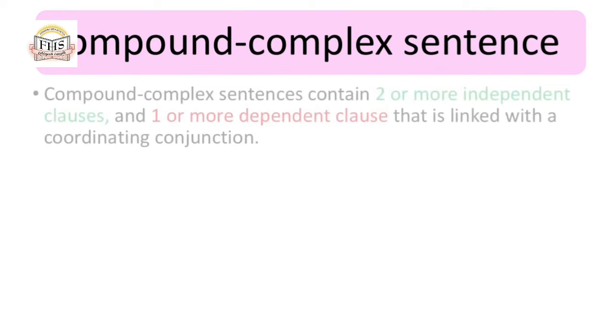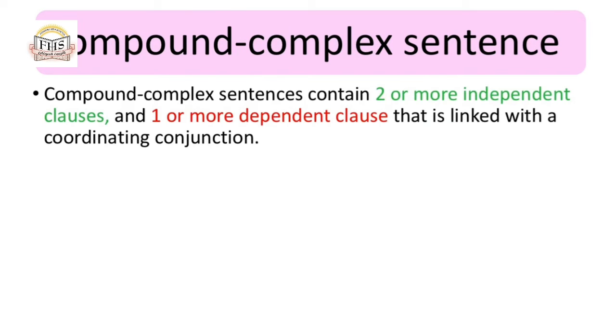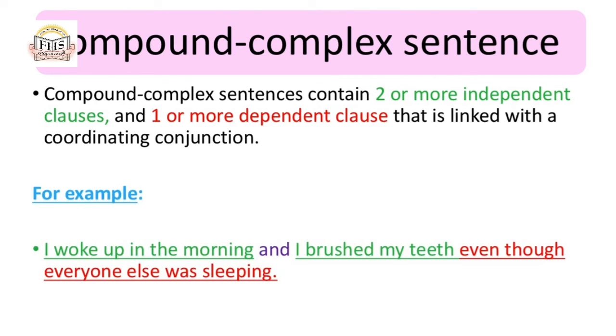The fourth type is the compound complex sentence. A compound complex sentence contains two or more independent clauses and one or more dependent clauses, and is linked with a coordinating conjunction. For example, I woke up in the morning and I brushed my teeth even though everyone else was sleeping.